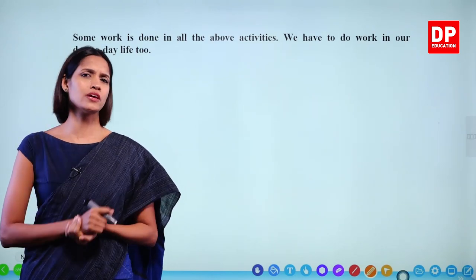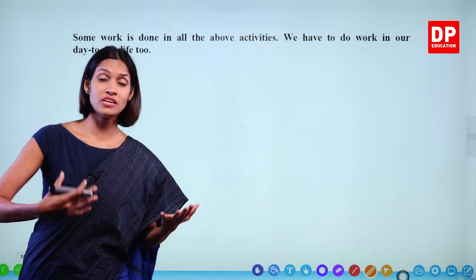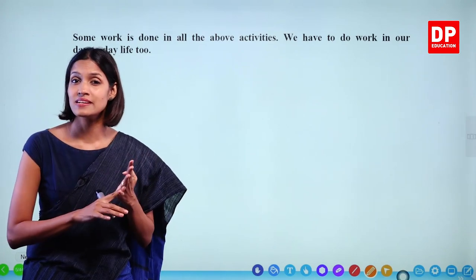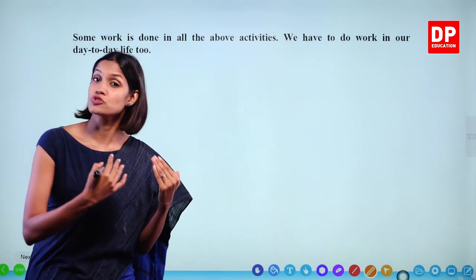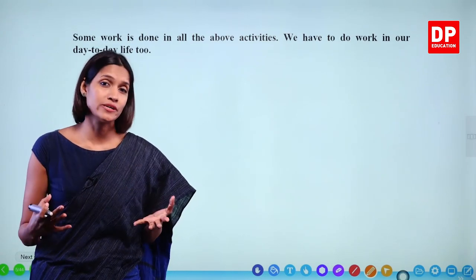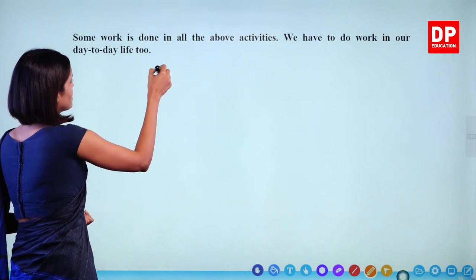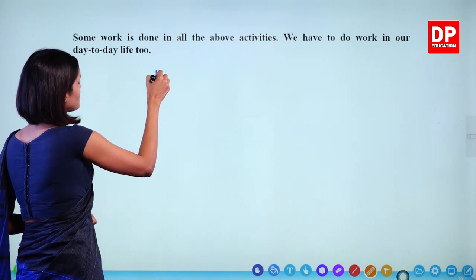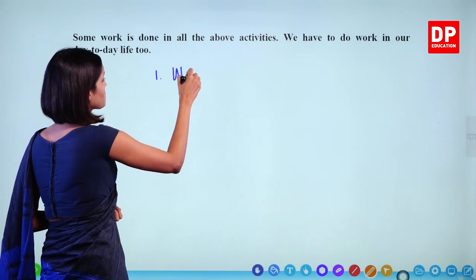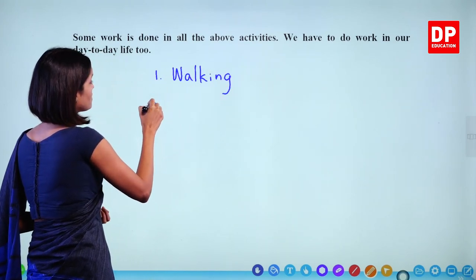Let's write them down. After you wake up, you have to brush your teeth, wash your face, have a wash, and then you have to get dressed, right? And then you have to go to school. All these things come under types of work, right? So let's write some of them. Right. When you go to school, you have to walk. We will write walking is a type of work, right?